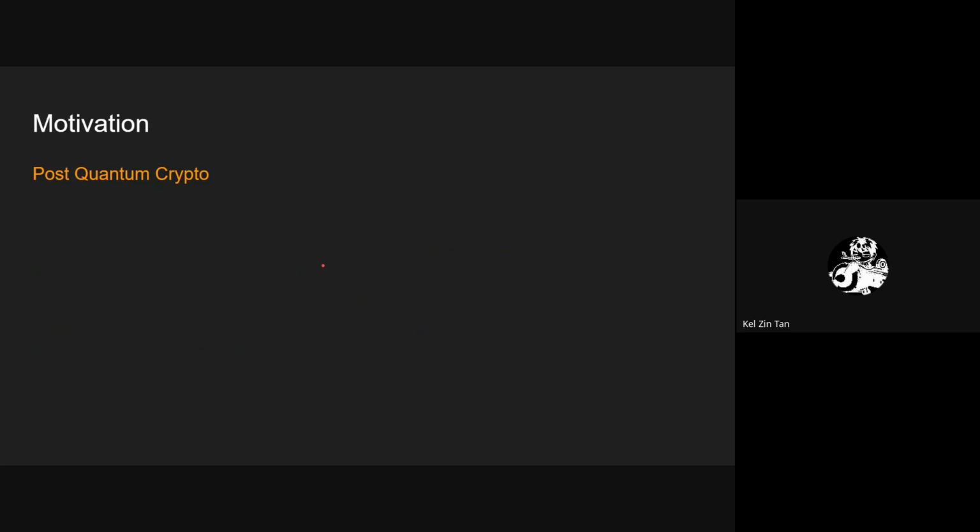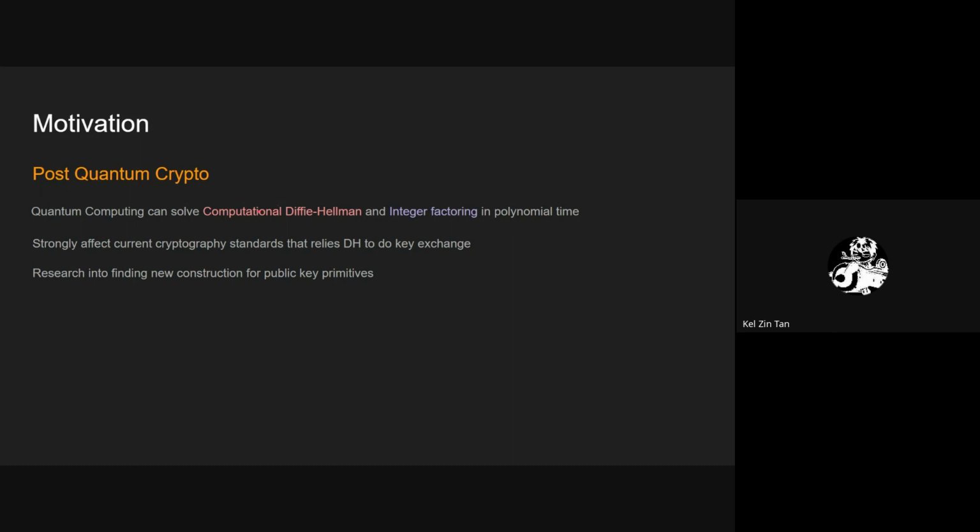And perhaps the last reason on the motivation part is post-quantum crypto. Not sure if you all have been following the news, but there are a lot of things going on with quantum computing recently. The biggest things that they intend to solve now are the computational Diffie-Hellman problem and integer factoring. For these two problems, we have quantum algorithms to solve them in polynomial time.